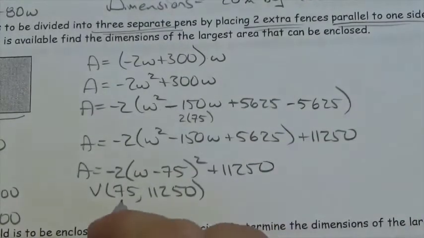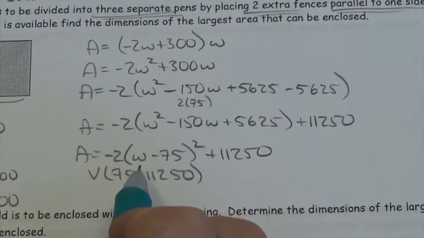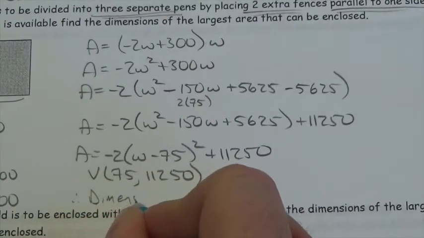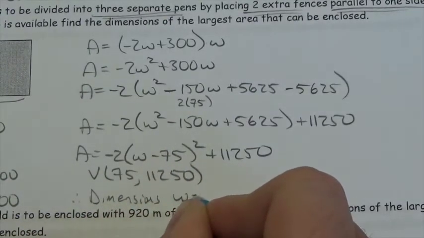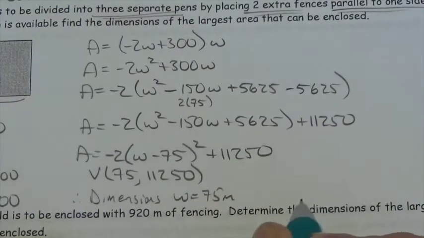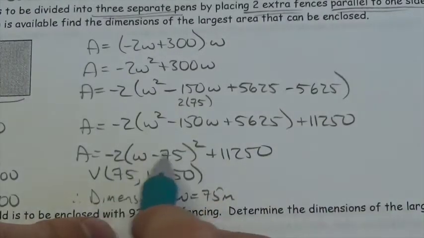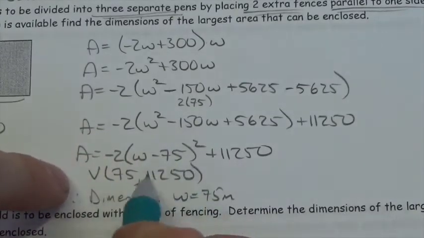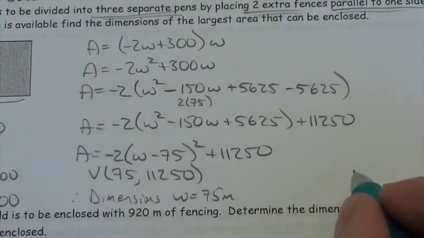What does that mean? Well, it means based on my variables here, that means my width. Therefore my dimensions here, my width is going to be 75 meters. I grab that right out of the equation. W, and I know that's going to have a max area.